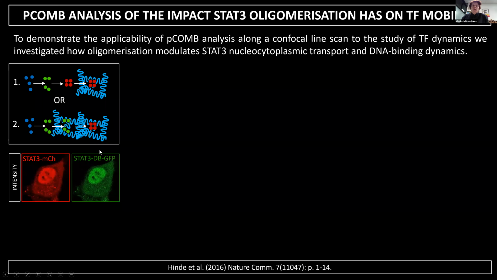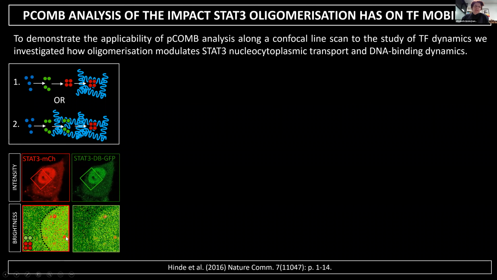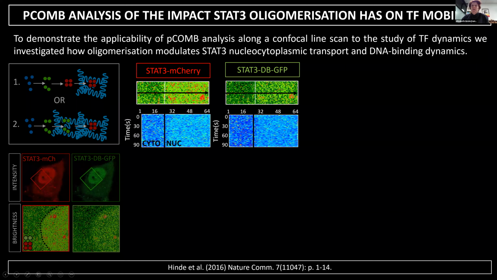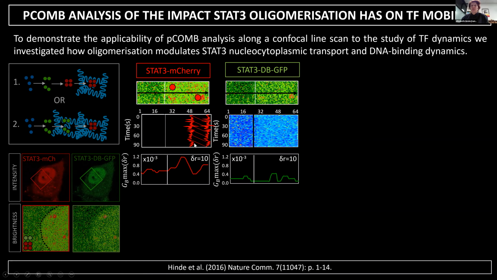So to investigate these two possibilities, we transfected cells with STAT3 mCherry as well as a DNA binding mutant STAT3 tagged with GFP. And you can see from the brightness analysis that we significantly inhibit dimerization in the DNA binding mutant case. So dimers are light green, monomers are dark green, and the oligomers are red. We then scan a line across the nuclear envelope and transform them into brightness fluctuations. And then we perform the spatial pair correlation of these brightness fluctuations for all pairs of pixels along the line scan. And we do this in both channels.